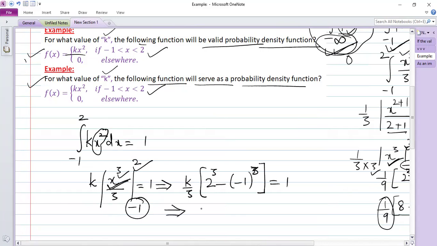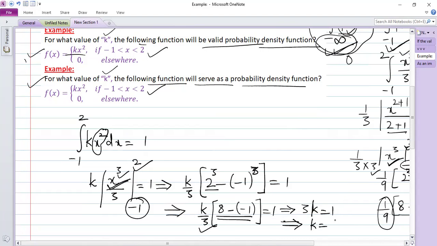Okay. So from here, it is k by 3, and what is this thing? 8 minus -1. It must be 1. So from here, it will be 3k, that will be 1. Okay. Because this is 9, 9 divided by 3 is 3. So from here, what should be k? k must be 1 by 3. Okay. Means for k equal to 1 by 3, the given f(x) will become a valid PDF, probability density function, or it can serve as a probability density function.